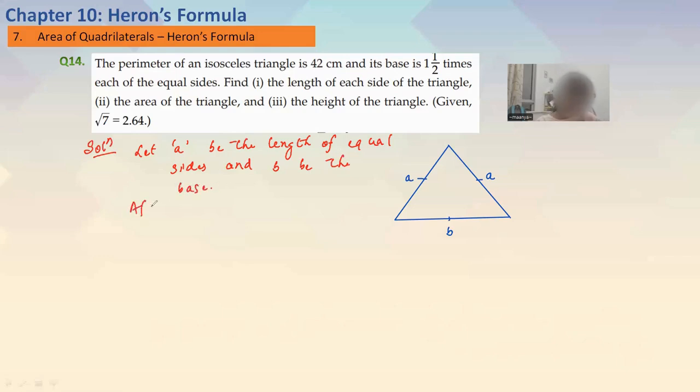According to the question, B is 3 by 2 times A. Any doubts? No, sir. All right. So A plus 3 by 2 A equals 42. Now, perimeter is equal to 42 centimeter, which equals A plus A plus B is equal to 42 centimeter.